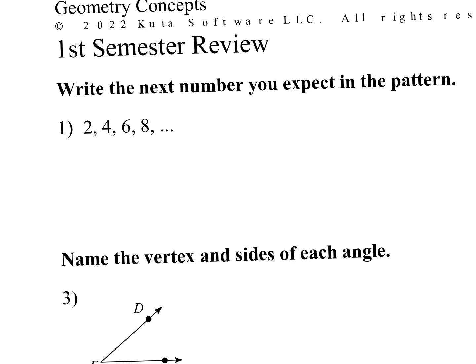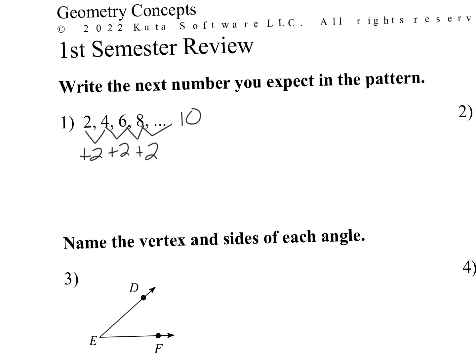So looking at the first two numbers, what's happening between 2 and 4? Adding 2. Let's check if it's adding 2 the whole time. 4 to 6. Yeah. Adding 2. 6 to 8. Adding 2. Can we agree that the rule is we're adding 2? Okay. So what would my next number be? 10. Dang, I thought it was 11. Okay. Any questions on patterns? No.